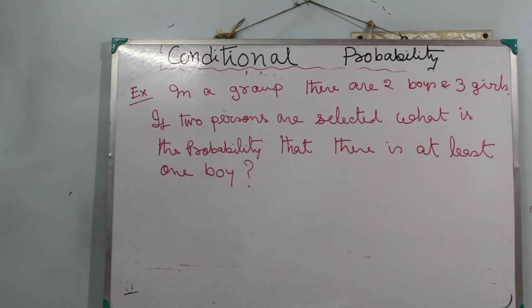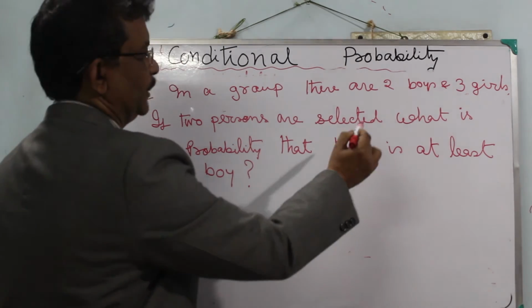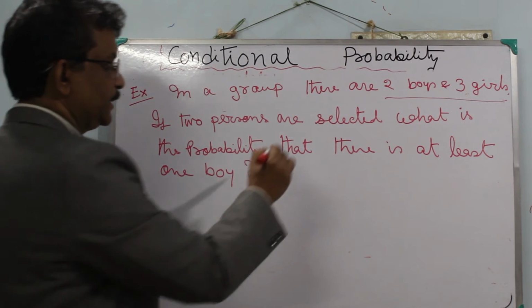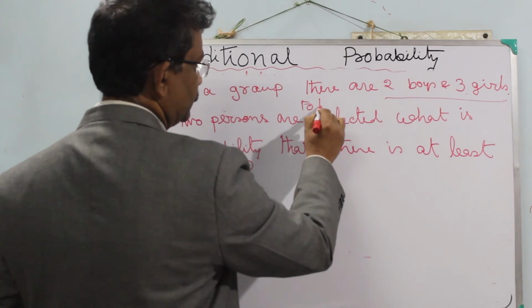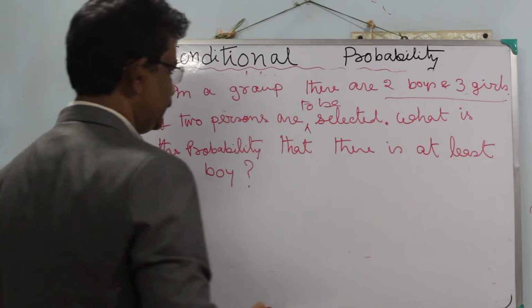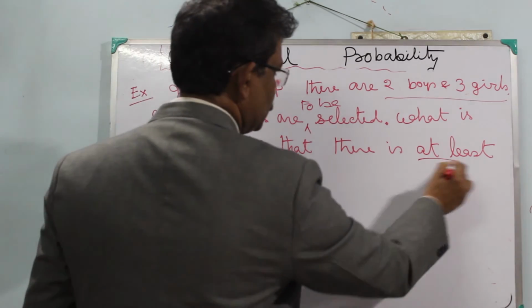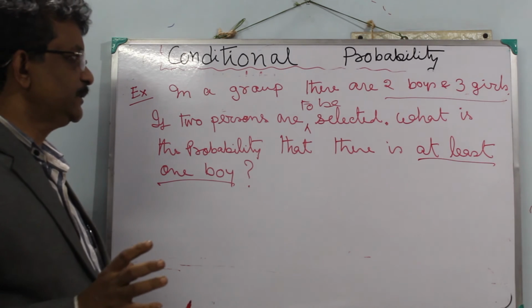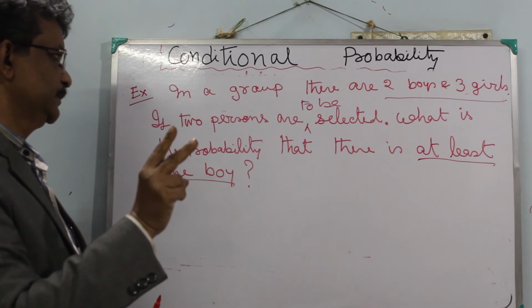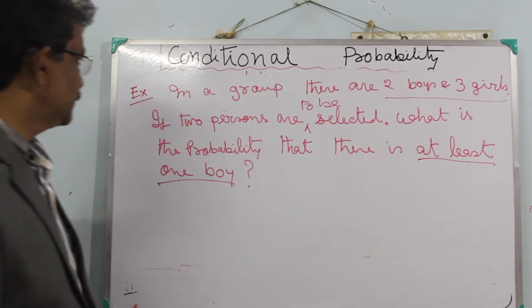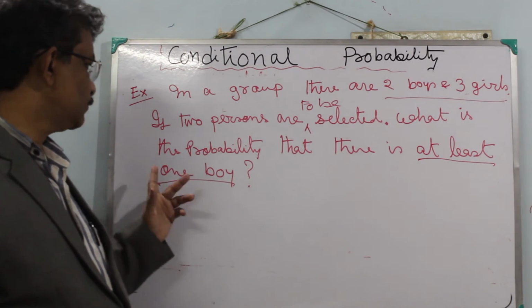In a group there are 2 boys and 3 girls. 2 persons are to be selected. What is the probability that there is at least one boy? So we are interested in selecting 2 persons out of 2 boys and 3 girls. But the condition is, what is the probability that there is at least one boy?